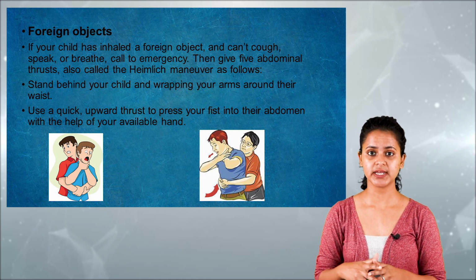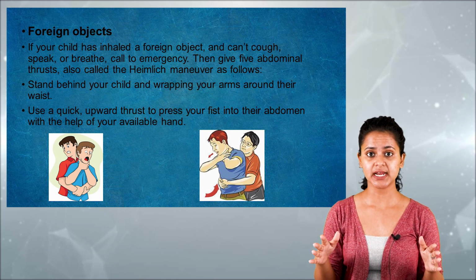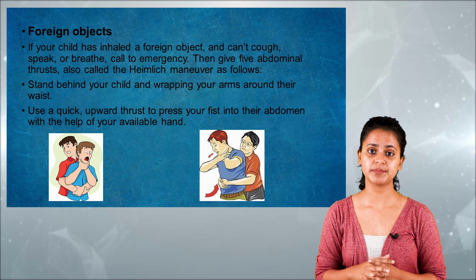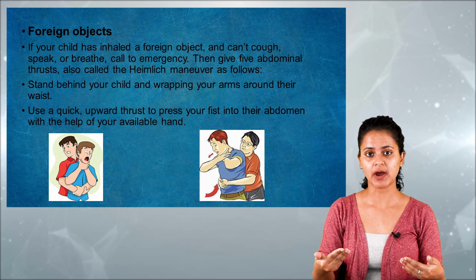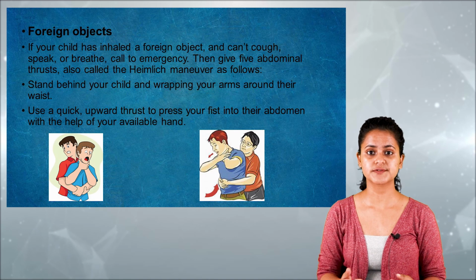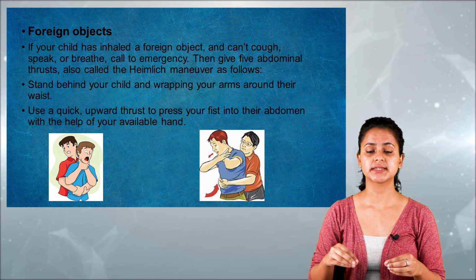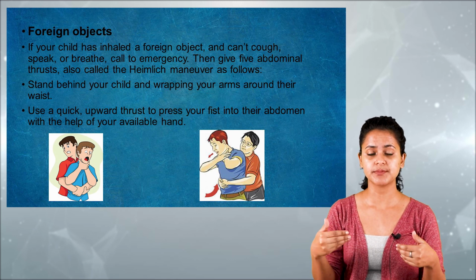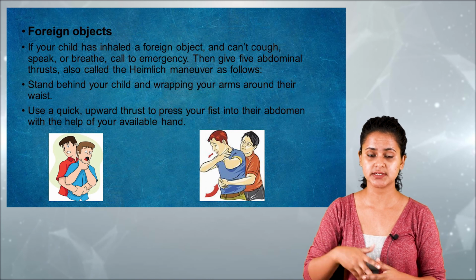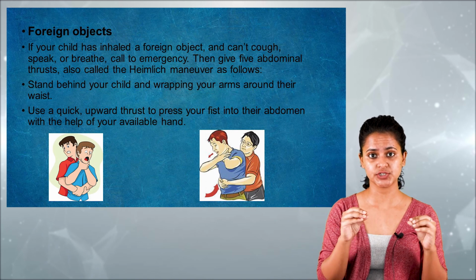As you are able to see here in the picture, that is the position where we should stand, and we should create our fist and keep it just above the belly button of the individual, and we should provide the upward and forceful thrust. So we should alternate the back blows and abdominal thrusts continuously in a cyclic manner before emergency assistance reaches you.